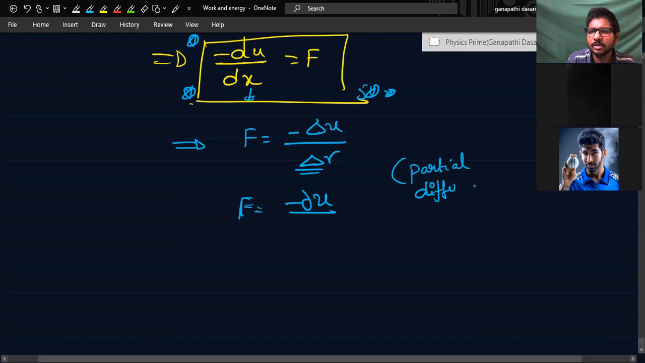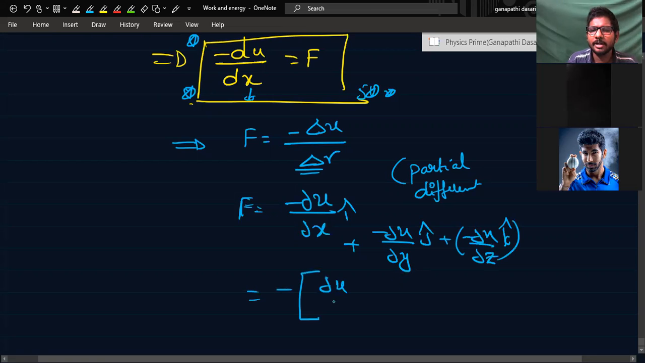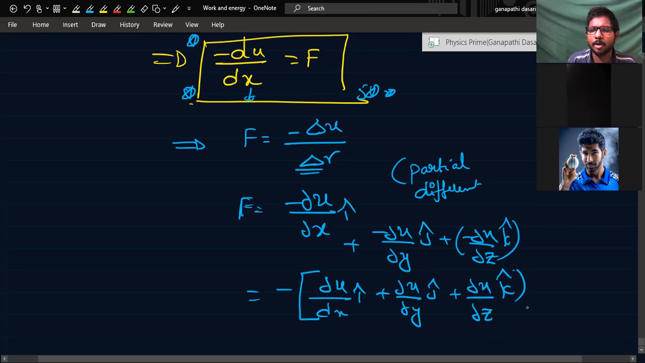F is equal to minus dou U by dou x i cap, where I am differentiating U with respect to x, then minus dou U by dou y j cap, plus minus dou U by dou z k cap. Entirely, you can say minus of dou U by dou x i cap plus dou U by dou y j cap plus dou U by dou z k cap. You got this? This is another very important concept.